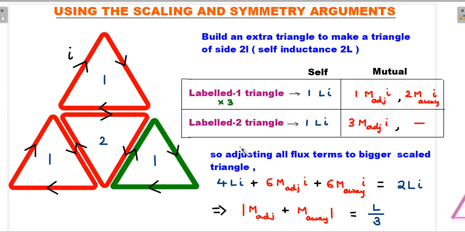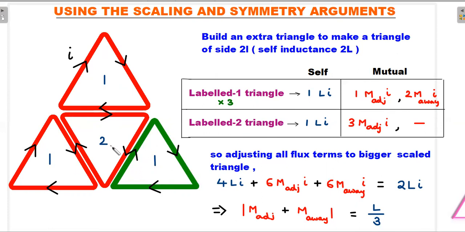So this one is Li, and 3 such triangles are there. So 3 Li's will be there, where L is the self inductance of one small triangle that was taken at the start. Now, how many mutual terms will these labeled 1 triangles have? Can you see, this one will have a mutual flux with this adjacent one, and 2 mutual fluxes with the away ones. This one and this one are away, and this one and this one are away. So when I'm counting the mutual fluxes, it will be 1 M adjacent I and 2 M away I's. And please remember all these numbers, there'll be 3 such ones because you have 3 such labeled triangles.